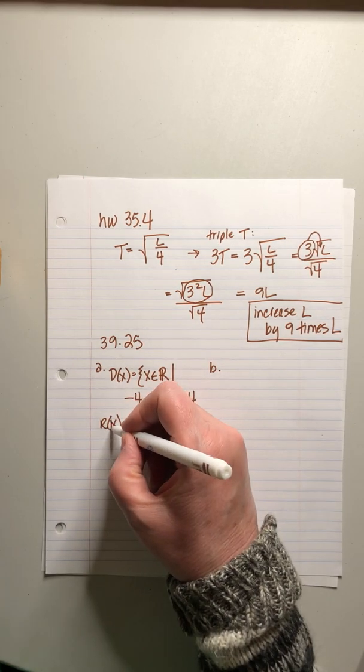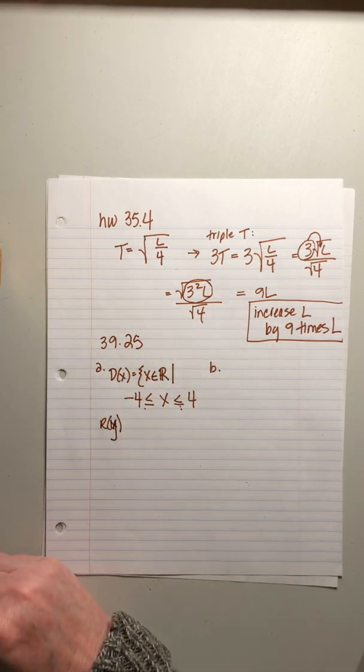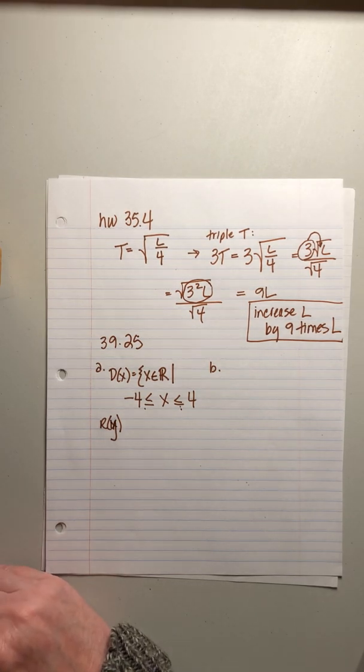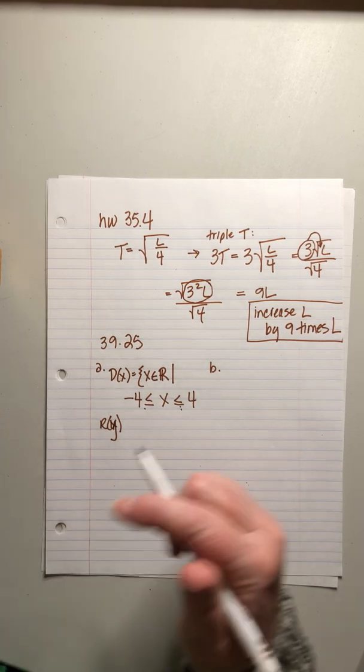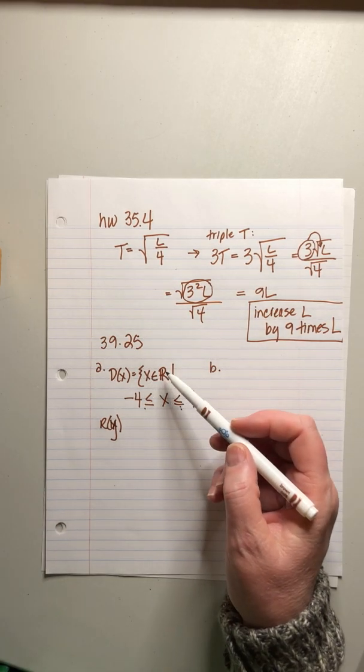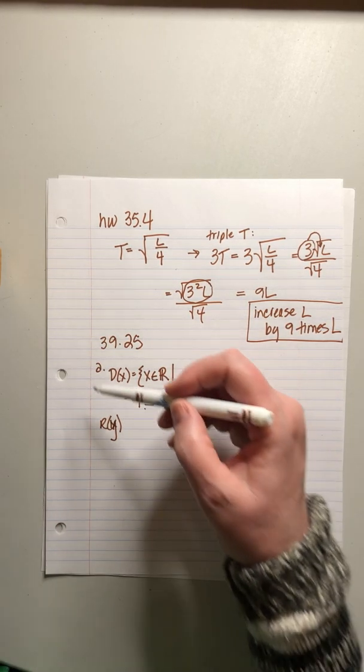The range is y, sorry. 3, 9, 2, 5. I want to make sure that's right before we go on. X is an element of the reals. Yes, this is correct.